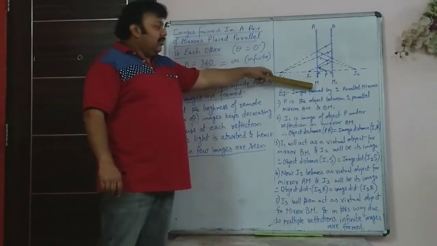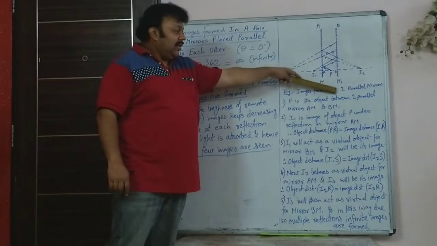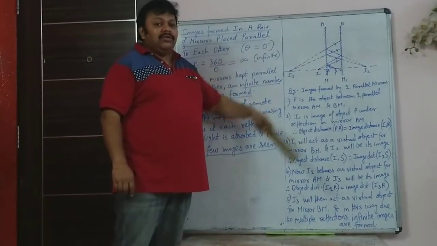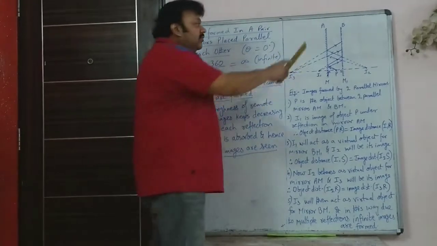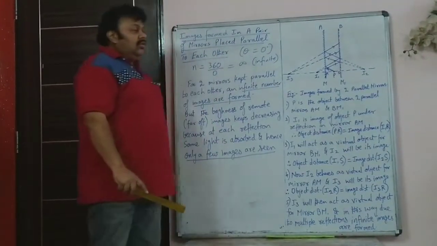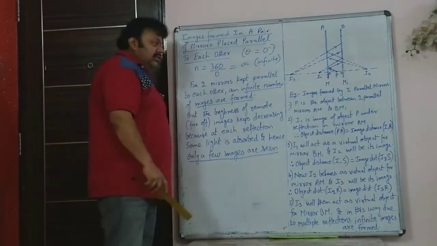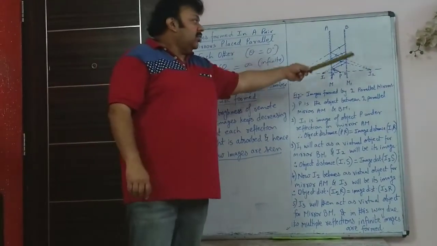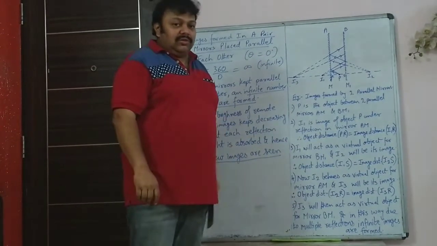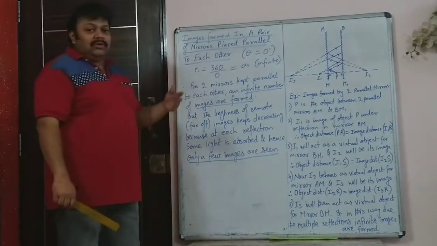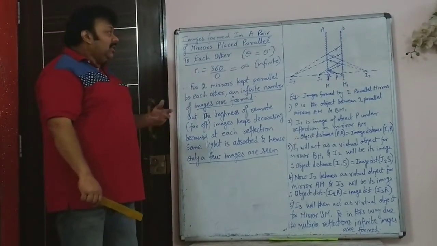Here you have AM one mirror and BM1 second mirror. They are kept parallel to each other with the reflecting surfaces facing each other. There is an object P placed between the two mirrors. This ray diagram is also important. It can be asked in the exams. Draw this ray diagram when the object is placed between two parallel mirrors. And how many images are formed?